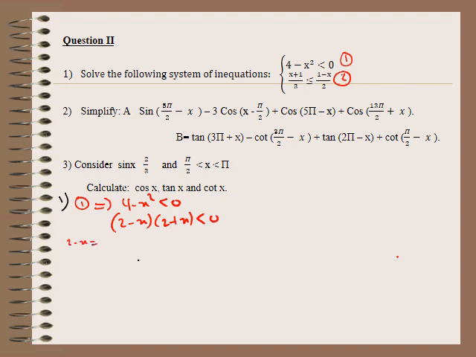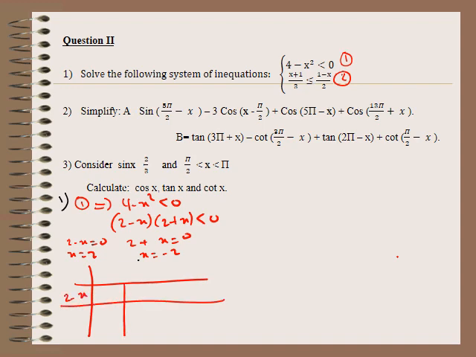2 minus x equals 0, so x equals 2. 2 plus x equals 0, so x equals minus 2. So the solution: minus infinity, minus 2, 2, plus infinity. 2 minus x, solution is x equals 2.